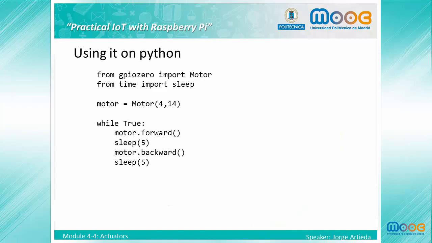To use the motor, we are going to use the GPIO Zero library as previously done for the LEDs and other things. First, we need to import the motor class. Then we configure the H-bridge input pins, which in this example are pins 4 and 14. Next, we enter into an endless loop where we move the motor forward and backward every 5 seconds.